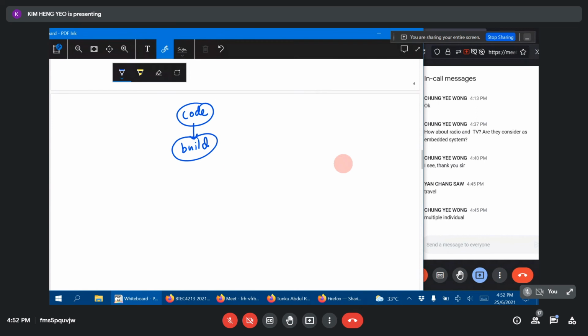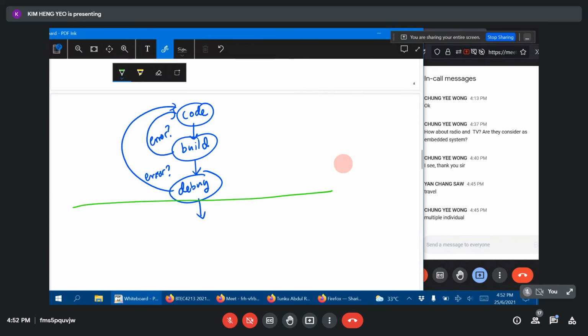You build. So if you build, you get any syntax error, then you have to check your code again. If you build no errors, then it's time to simulate, test, debug. If any errors, go back and check your code. If no errors, then this is the difference between embedded systems engineers and IT guys. IT guys, programmers, computer scientists, software engineers, what they do is they stop here. After they build and they debug, everything is fine and they stop.